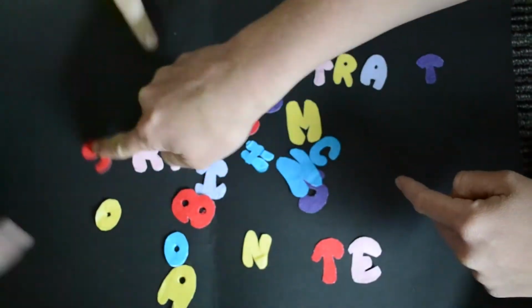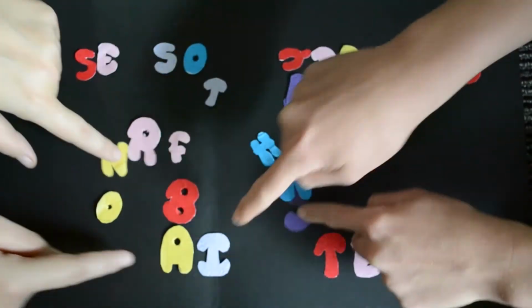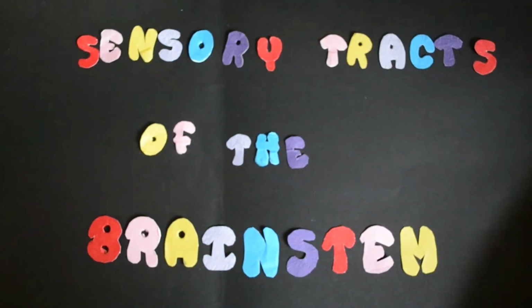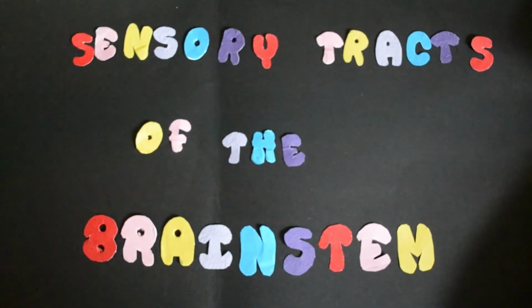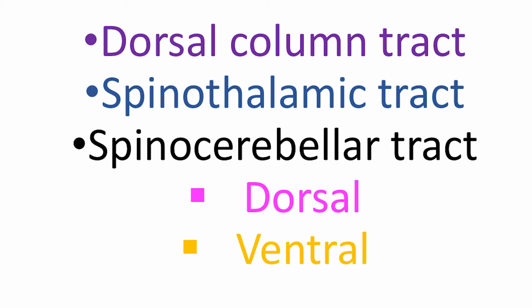Hello, today we will be discussing the organization, path and function of three ascending sensory tracts, concentrating on their organization within the brainstem. The three tracts that we will be describing are the dorsal column, the spinothalamic tract, and the spinocerebellar tract.